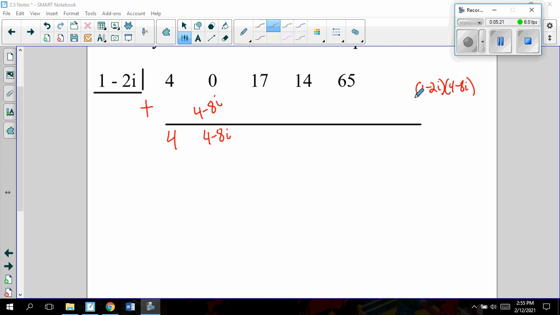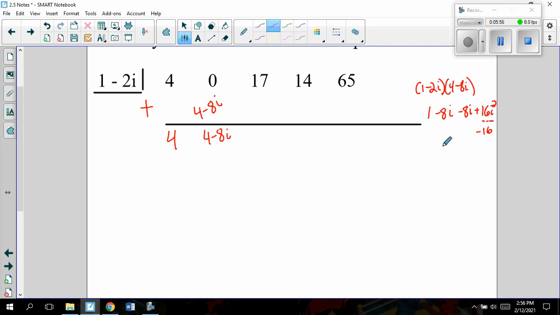I'm going to do one with you. I'm going to have you try some of these on your own as well, but we'll do this one together here. So 1 times 4 is 4. 1 times negative 8i. Negative 2i times 4 would be negative 8i again. And then a negative times a negative will be positive. 2 times 8 is 16. And then i times i is i squared. Okay, another throwback is, well, what do I do with this i squared? Well, i squared is really negative 1. So this term is really a negative 16.